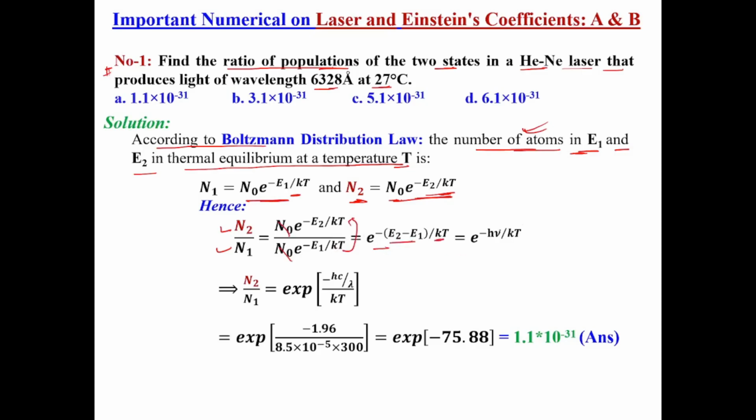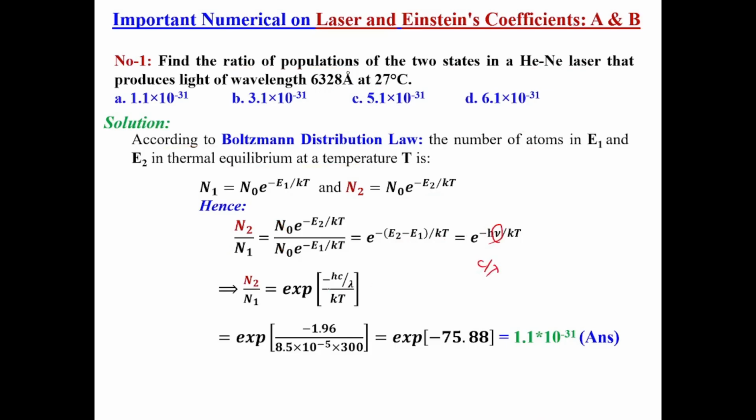Here E2 minus E1 is nothing but h mu. This is your E1 and this is your E2, so the energy difference is nothing but h mu. So I substituted h mu instead of E2 minus E1. Here mu is the frequency, which can be written as c by lambda. C is the speed of light, 3 into 10 to the 8 meter per second, and h is the Planck constant. Multiplying h and c, we can get this value.